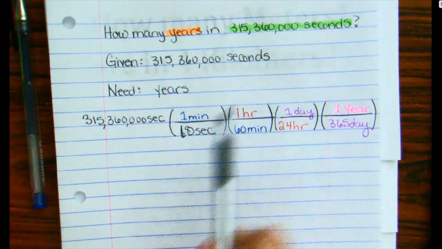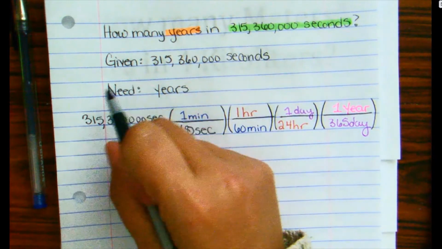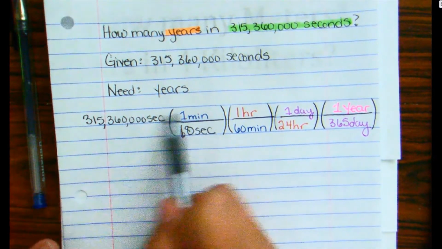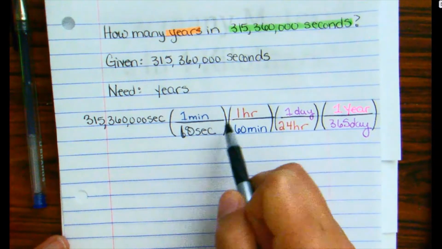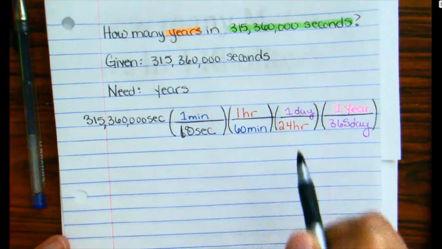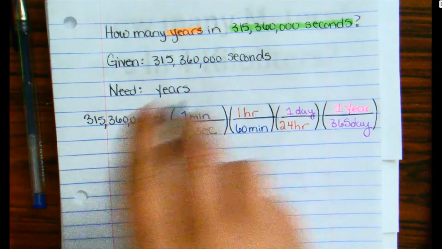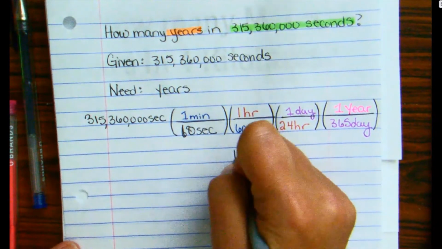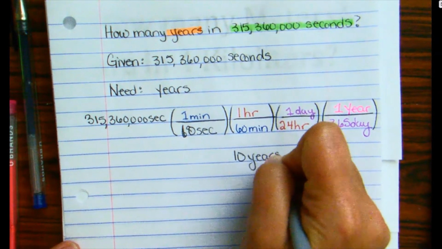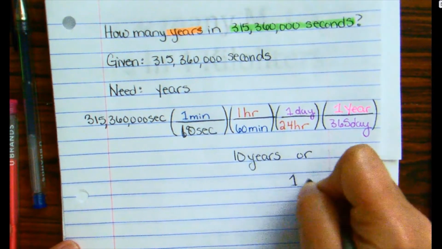Using conversion factors. Remember, you never change conversion factors. You only put a different number out front. So then remember, you multiply across and divide down. And you end up with a number of 10 years. Or you could write that as 1 decade.